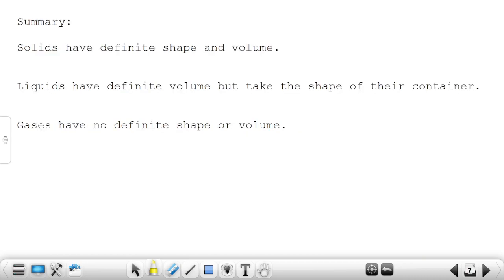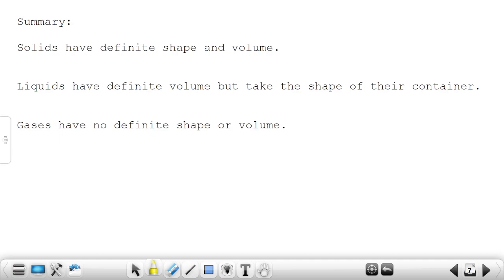So the summary that you need to know taking from this. Solids have definite shape and volume. Liquids have definite volume, but take the shape of their container. And gases have no definite shape or volume. So you may have thought that was very quick. Are you sure we don't need to know more? Not now. This is just the basics you need to know. Moving on to the rest of the chapter. We will go more in depth to states of matter way later. Many units later. It might be unit 14 maybe, somewhere around there.